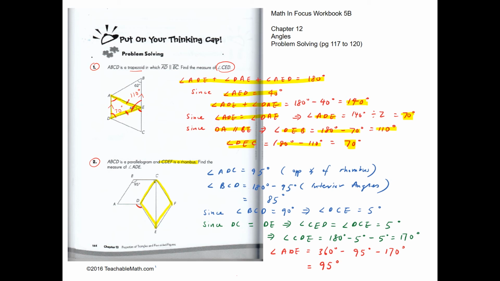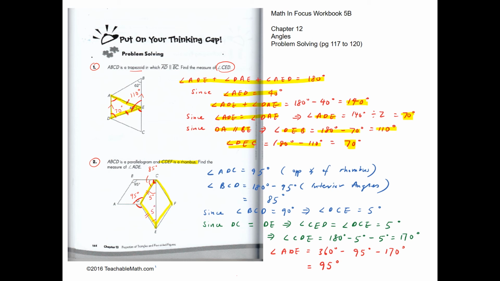The first step is ADC is 95. So this is 95 because these are opposite angles of a parallelogram. So they are equal. Next, we know that this angle has to be 85 since the sum of interior angles is 180. And we also do know that this is 90. So if that's 90, this has to be 5. And since CFED is a rhombus, we know that the sides here have to be the same. So it's an isosceles triangle. So therefore, this is also 5 degrees.